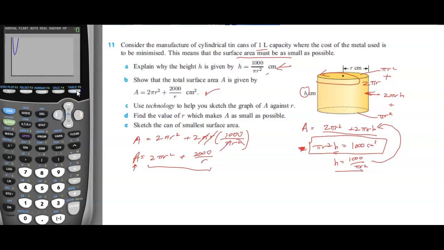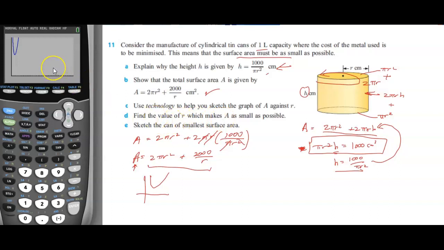Graph. Okay. I'm not sure if I graphed enough, but okay. So it looks like there's a minimum point there. Is that what we want? A minimum? Yeah, we want a minimum point. So we're going to use technology to draw the graph. Looks kind of like that. Kind of like that, I guess. And find the value of r which makes A as small as possible.